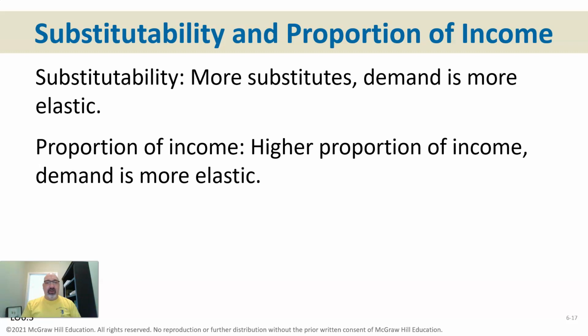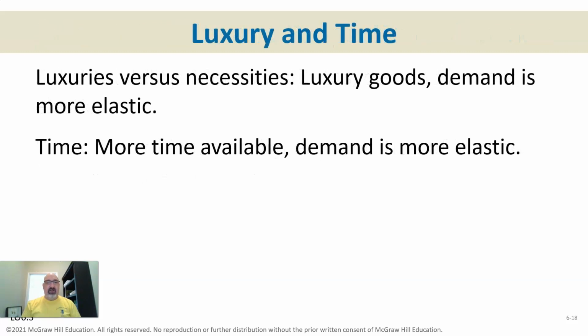The higher the proportion of income, the more elastic demand is. You don't like things that are a higher proportion of income. You'll just wait on those. Like cars. You'll drive a clunker for a long time rather than buy a new one, or you'll just buy a new-to-you car. That's how that goes, just because it costs so much. And so on that, also, proportion of income.